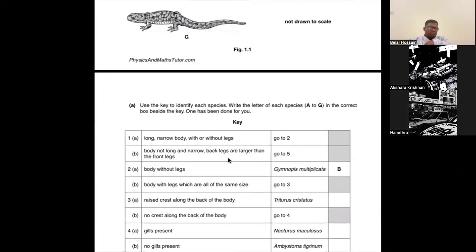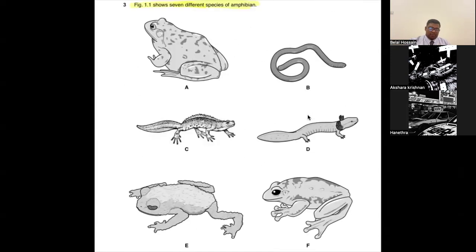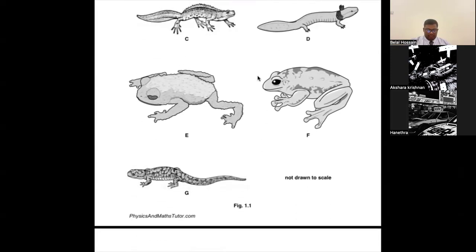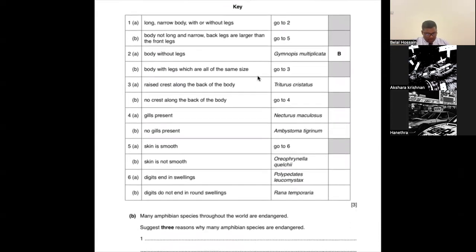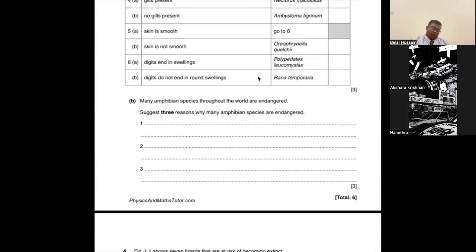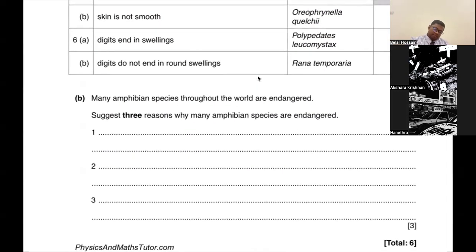Sir, could you repeat what you were saying? I'm saying you guys are already good at doing dichotomous keys. Can I skip this? Yeah. Okay. Many amphibian species throughout the world are endangered. Suggest three reasons why amphibian species are endangered. This is not part of this chapter, by the way. But if the teacher gives the question, you will be in trouble.